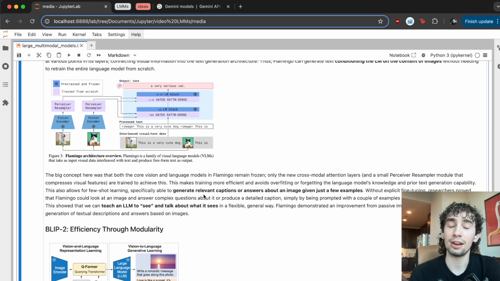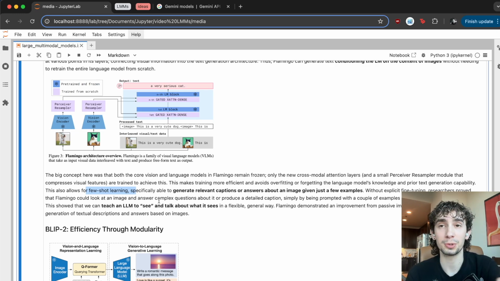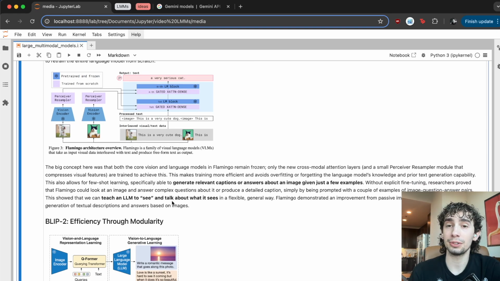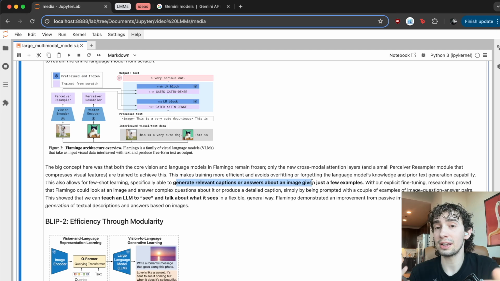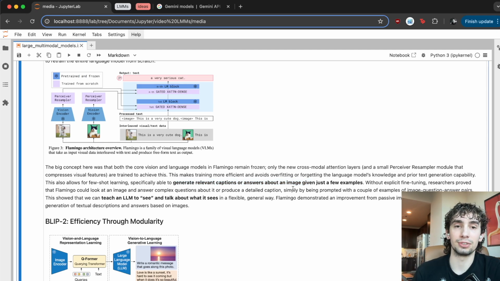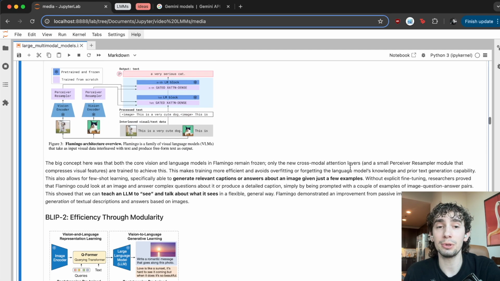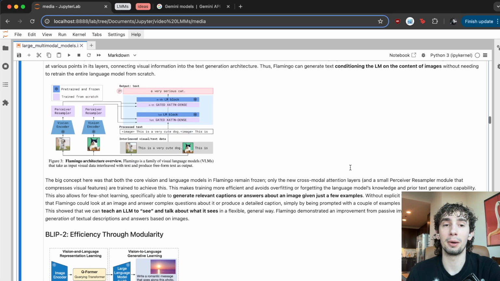As a bonus, this inherits all of the same benefits of a language model, essentially being able to do things like few-shot learning, or just providing a few examples of a task you want to do, now with visual components, and then relying on the language model's underlying system to be able to do that. Their example was generate relevant captions or answer questions about images, given just a few examples there. So at its core, they were really able to demonstrate an improvement from passive image understanding to actual active generation of text and answers based on image information.